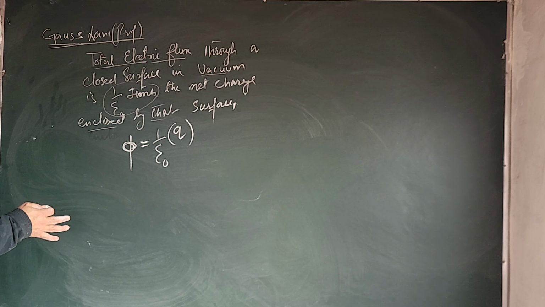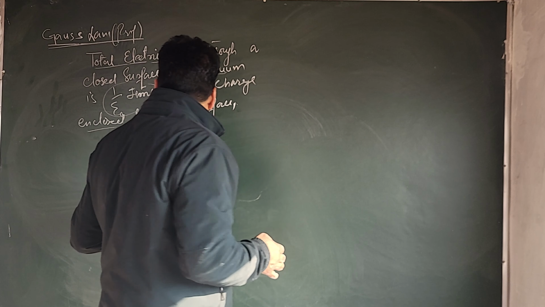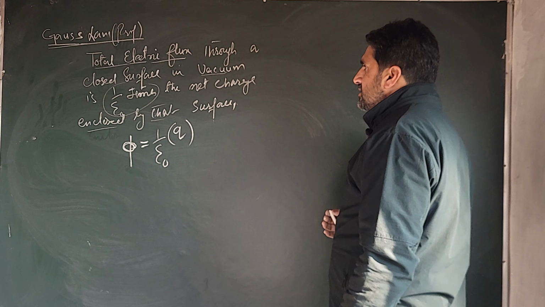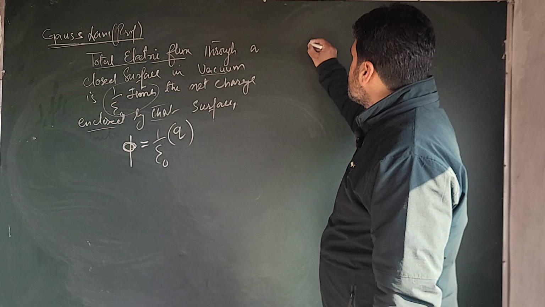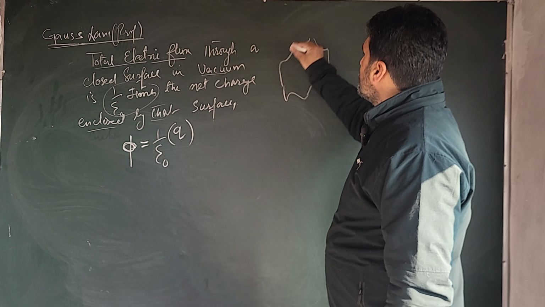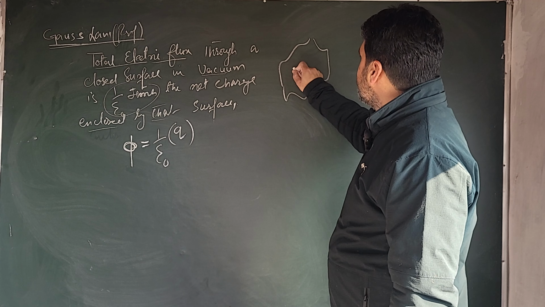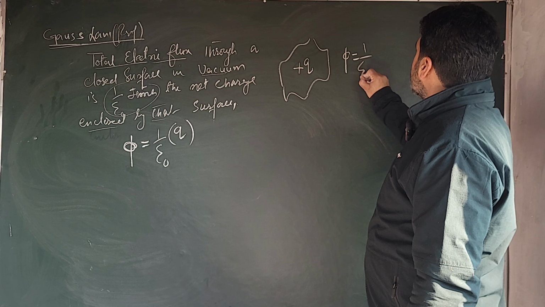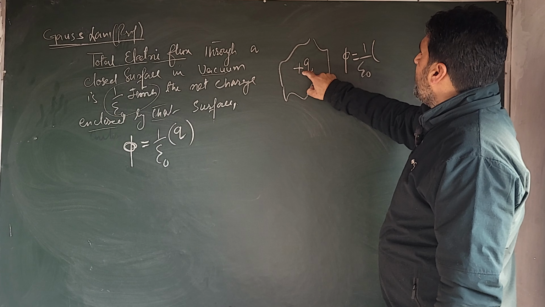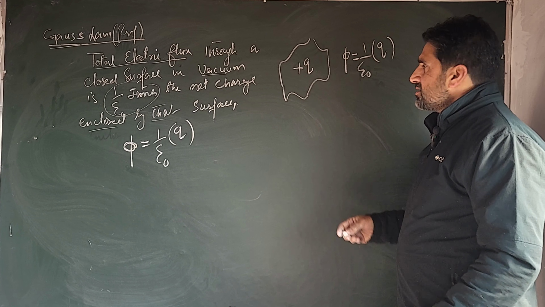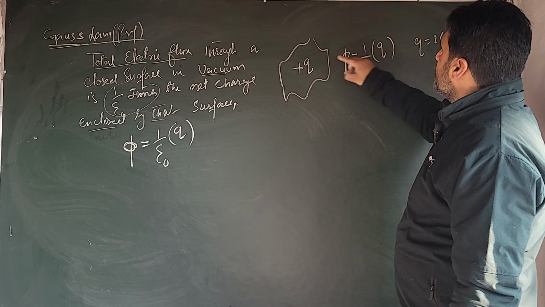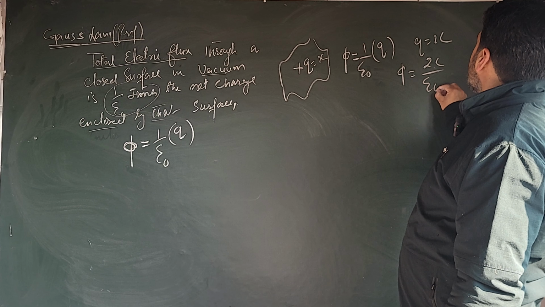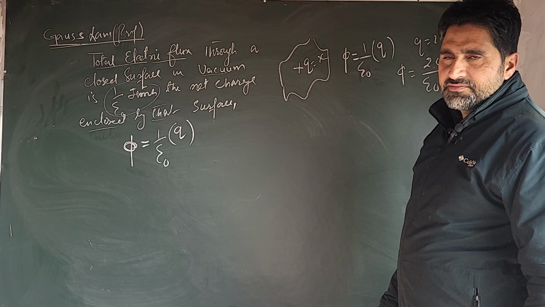असल में है क्या ये, हम कैसे समझ सकते हैं कि what actually phi is equal to 1 over epsilon naught times the magnitude of charge. What does it actually mean? Suppose we have a closed surface called a Gaussian surface containing charge q, then the flux will be equal to 1 over epsilon naught, a constant term, times the magnitude of this charge. Suppose Q is equal to 2 coulomb here, then you can write phi is equal to 2 coulomb divided by epsilon naught. Substitute the value, you get the answer.